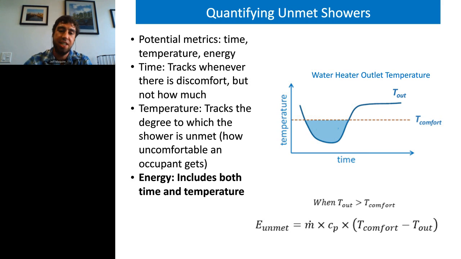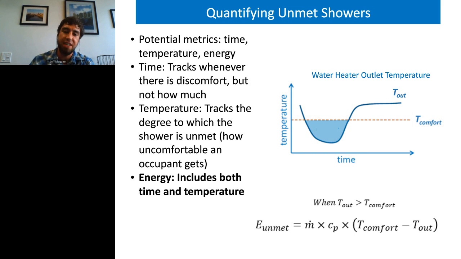So really what I think is the best way to do it is to calculate the unmet shower energy. That's basically calculating the area under that curve. It's basically the m c_p delta T between the temperature you're actually getting and the temperature that would be comfortable. So it's pretty similar to having an imaginary electric resistance heater that just heats it up at a COP of 1 right up to the comfortable temperature.